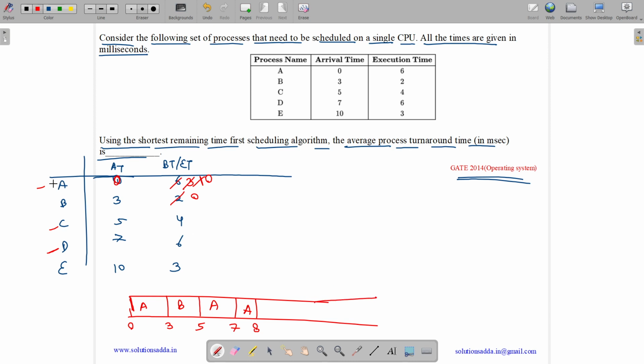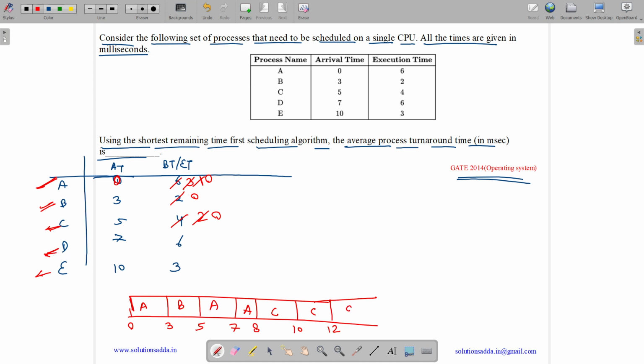Now A is completed, B is completed. Now we have C and D, and the minimum remaining is of C. So C can run till 10, from 8 till 10 for 2 burst time. Now at 10 we have C, D and E available. The minimum is C only, so C can run till 12, 2 burst time. Now we have D and E.